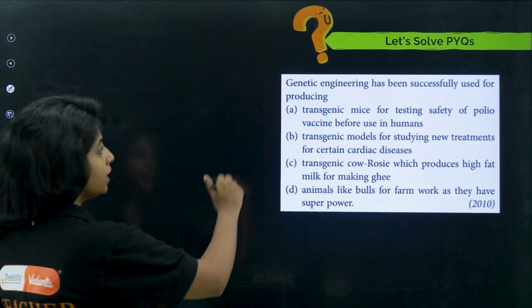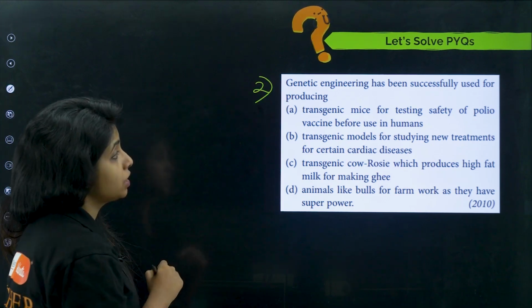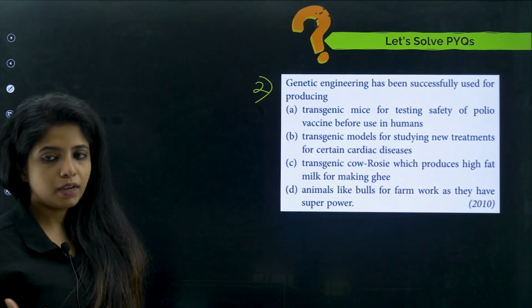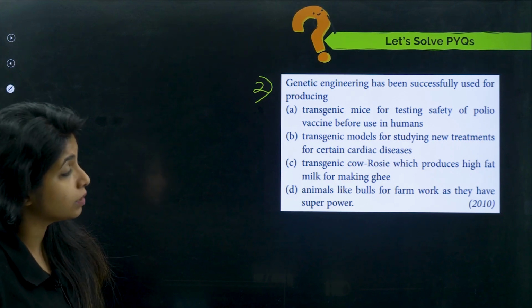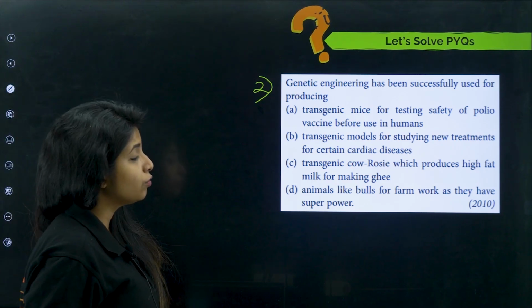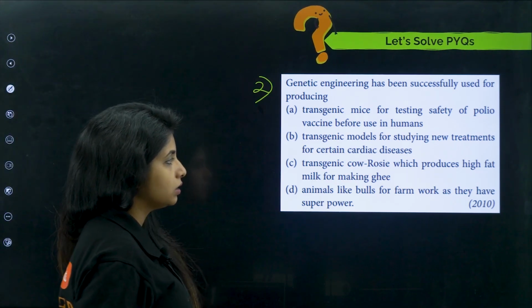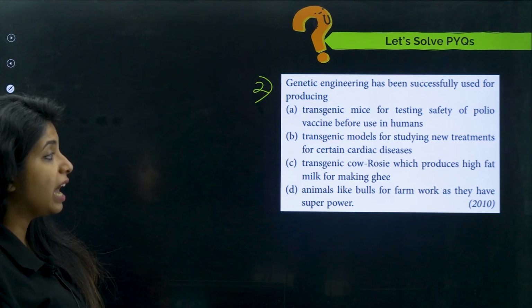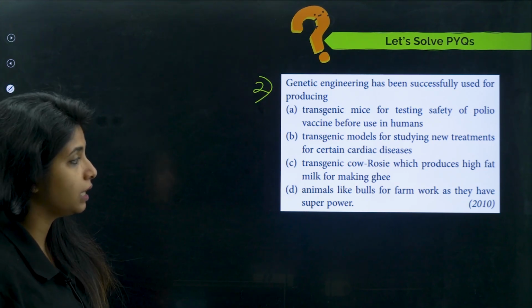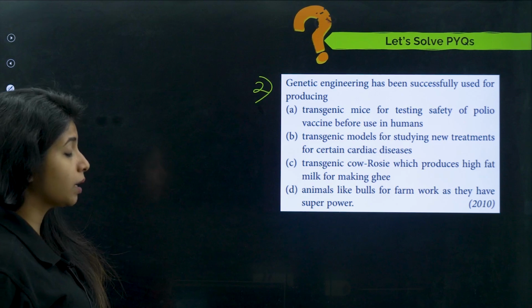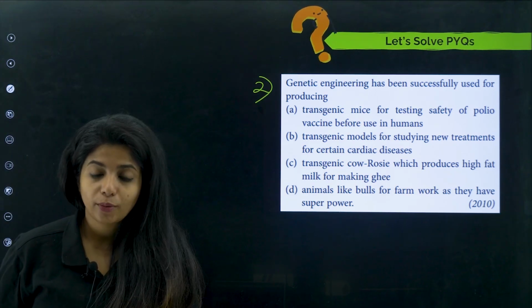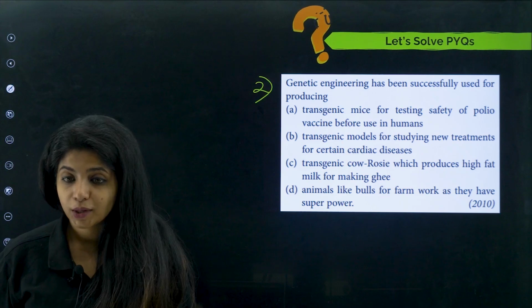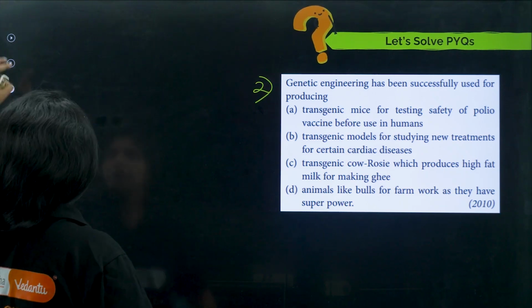Now, second: genetic engineering has been successfully used for producing what? Transgenic mice for testing safety of polio vaccine before use in humans. Transgenic models for studying new treatments for certain cardiac diseases. Transgenic cow which produces high fat milk for making ghee. Animals like bull for farm work as they have superpower. This is a 2010 question from NEET. Okay, try it out. Now next question that we have.